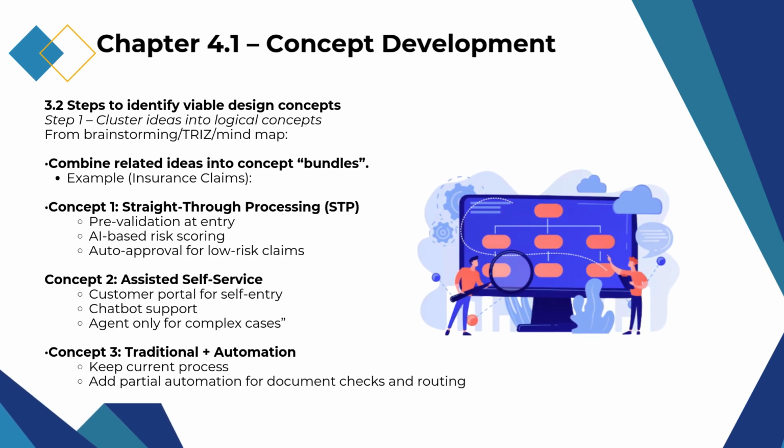The first step in identifying viable design concepts is to cluster related ideas from brainstorming, TRIZ, or mind maps into logical bundles. For example, in insurance claims, one concept could be straight-through processing with pre-validation, AI risk scoring, and auto-approval for low-risk claims. Another could be assisted self-service, where customers enter data through a portal with chatbot support and agents handle only complex cases. A third option might combine the traditional process with partial automation for document checks and routing.